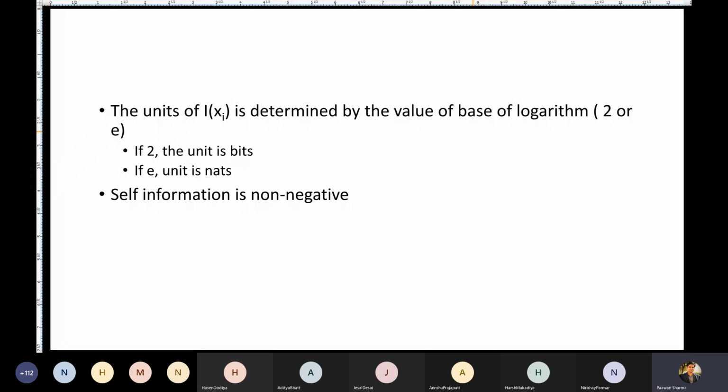Now, what is the unit of this information? The unit of information depends on the base of the logarithm, log p(x). So what base is there? It can be 2, it can be e. When e is the base, your unit is nats. e is approximately 2.7. When the base is 2, it is bits. So yes, we are always dealing with a base 2 logarithm. Self information is non-negative. It can never be a negative value. Always a non-negative value.